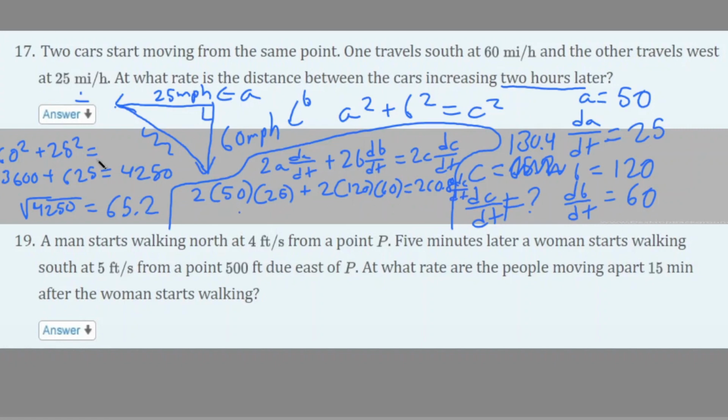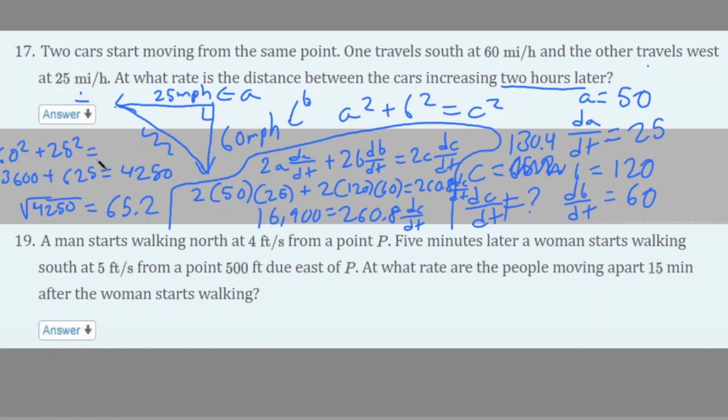Now if we add up the left side, we're going to have 16,900. And then the right side is going to be 260.8 dC/dt. Now we want to get dC/dt by itself, so we just divide both sides by 260.8.